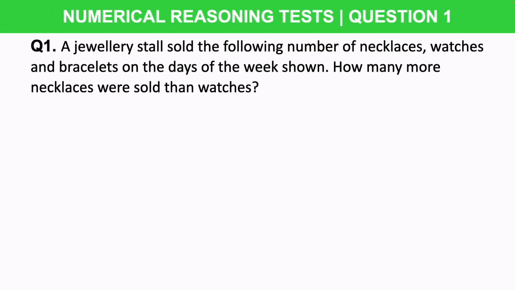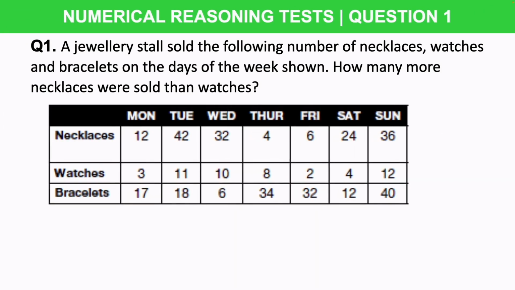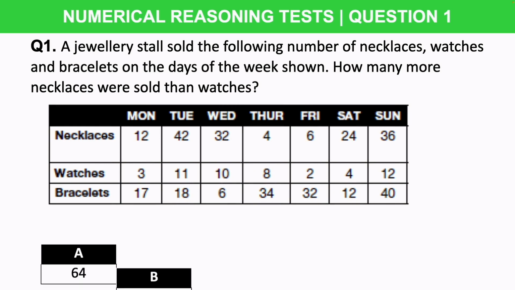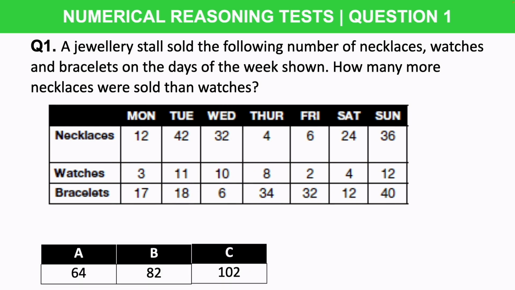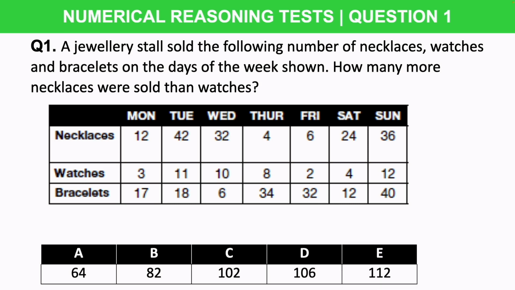Here is question number 1. A jewelry store sold the following number of necklaces, watches and bracelets on the days of the week shown. How many more necklaces were sold than watches? So here is the table showing that data. Is the answer A, 64, B, 82, C, 102, D, 106, or E, 112. Now don't worry, I'm going to go through this example with you and then give you a practice question to try yourself.